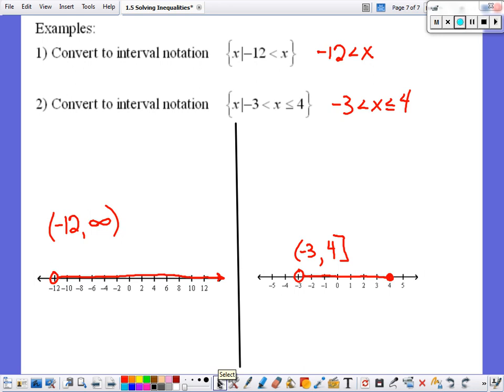Okay. Hope this will help with 1-5 solving inequalities. Remember, treat them just like equations, except anytime you multiply or divide by a negative, you've got to flip the inequality sign, and then make sure you're going over the interval notation. That's probably new to a lot of you.